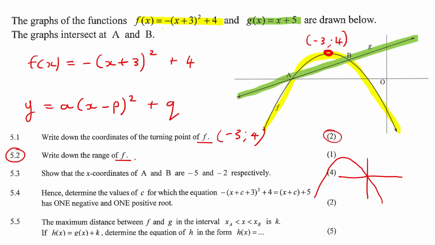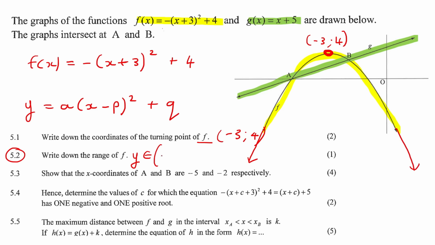Now, this one. Write down the range of f. Okay, so range is the y values. So I'll show you interval notation and I'll show you set builder notation. So you'll say y is an element. Now, what is the smallest y value? Remember, range always goes from smallest to biggest. So if we look at the y values on this graph, it just keeps going down, down, down, down, down. So that's going to be negative infinity.